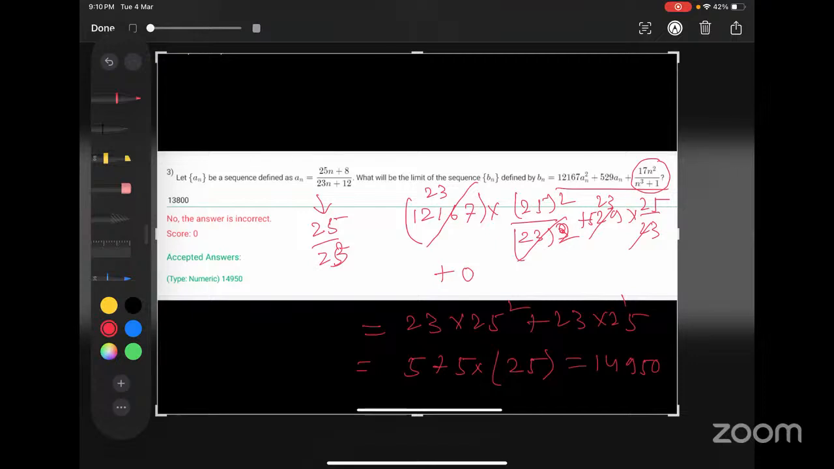Then we have 529 into 25 divided by 23 equals 575. Inverse of that into 14375. What is this? I am getting 25. What is the last one, madam? 529 into 25 by 23. Yeah, I did that. And the first one is 12167 into 25 square by 23 square.